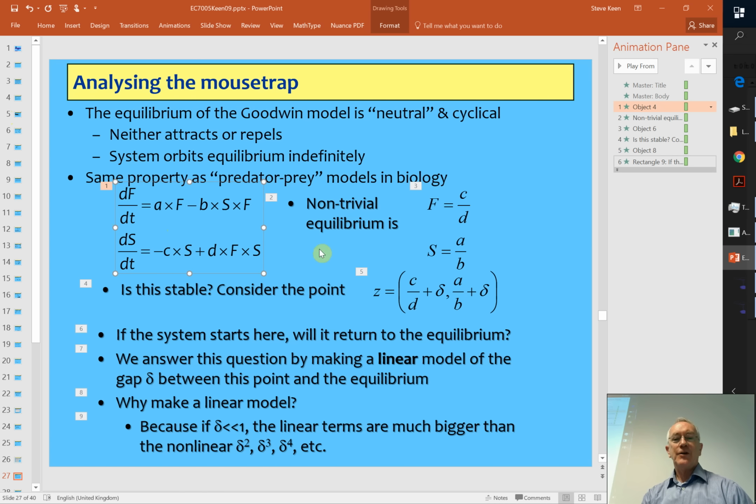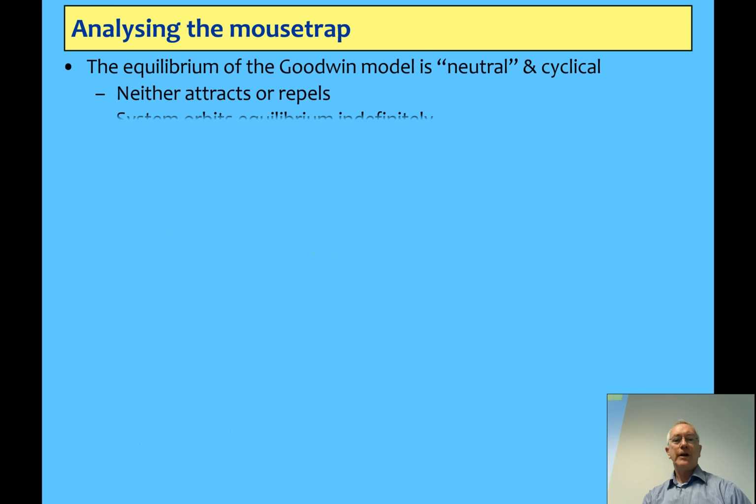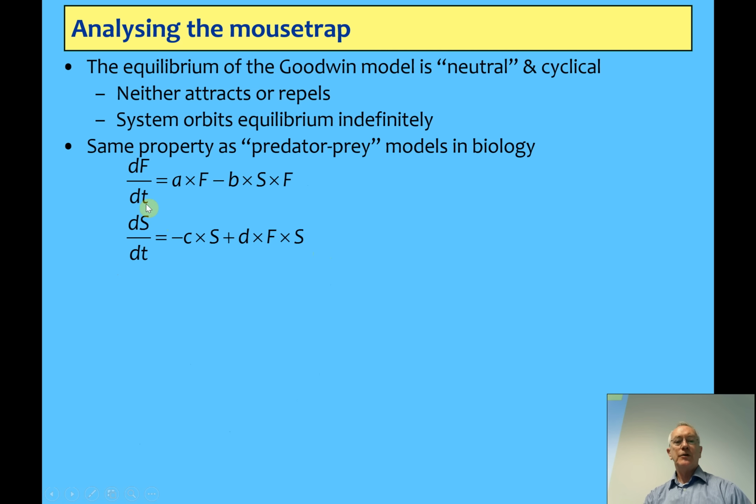Okay. So you get a non-trivial equilibrium out of that, and how do you work that out? Well, again, that's simple. The equilibrium is where this is equal to 0 and that's equal to 0. So therefore this expression has to be equal to 0. You multiply through by the fish, and you get A has got to equal B times S. So the equilibrium level of sharks is going to be A divided by B.